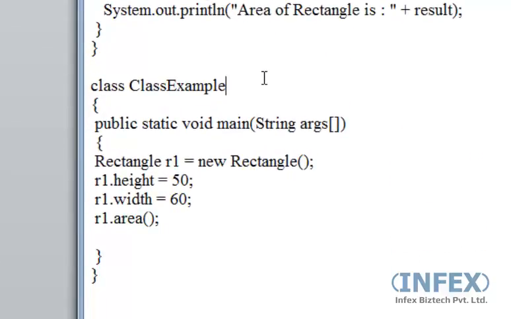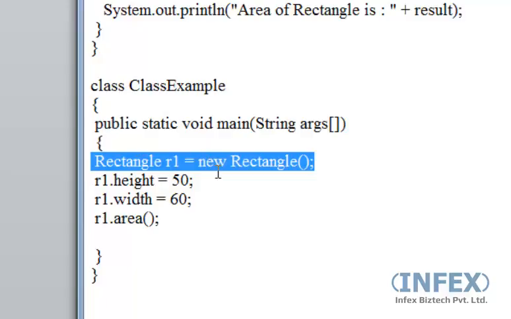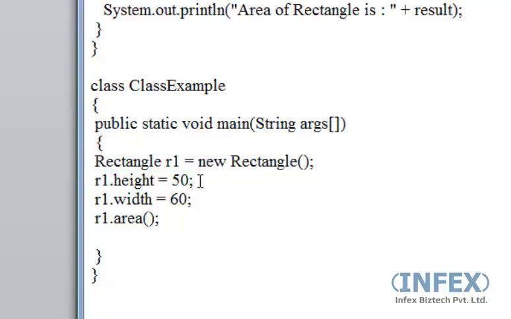Here is our main class. This is the procedure for how to declare a variable. Here R1 is the variable of the Rectangle class. Here R1 dot height refers to the height variable of the Rectangle class, and 50 is the value which is assigned to R1 dot height. In the same way, 60 is the value which is assigned to R1 dot width. And here at last, the R1 object is calling the area method.